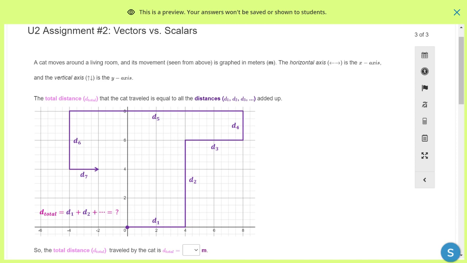As she goes on through this little D3 segment here, that's another 4 meters. So that takes us to 14 meters. She goes up by 2 meters from 6 to 8. So that adds another 2 meters on. Then she goes to the left a whole bunch. Something to be careful about with this.